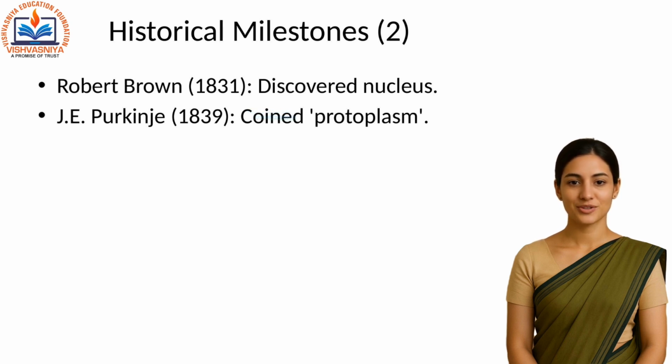A few years later, in 1839, another scientist, J. E. Purkinje, introduced the term protoplasm. He used it to describe the jelly-like substance inside the cell where all the vital life processes occur. This was a huge step forward in understanding the living content of cells.